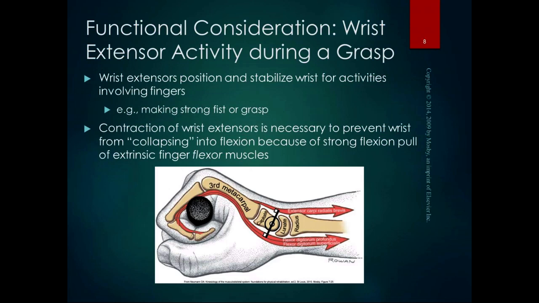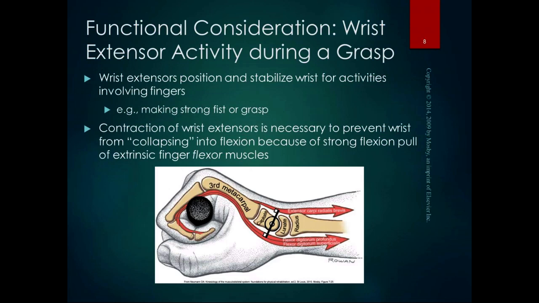So wrist extensors during an activity or a grasp: the wrist extensors function to position and stabilize the wrist for activities involving the fingers, like making a strong fist or grasp. The contraction of those wrist extensors is necessary to prevent the wrist from collapsing into flexion because of strong flexion pull from the extrinsic finger flexor muscles.